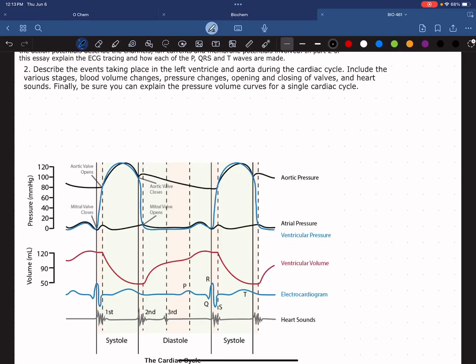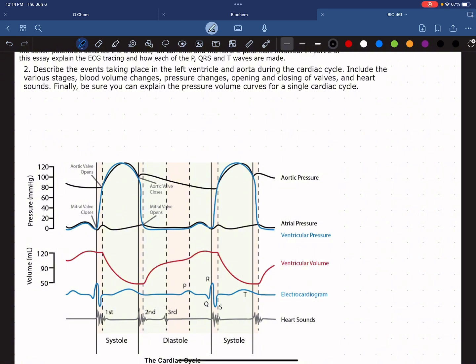Okay, so question number 2 asks us to describe the events taking place in the left ventricle and aorta during the cardiac cycle. The best thing to do is I've input this graph that represents a bunch of different things, and there's a lot of information on it. What I'm going to do is talk through each stage of the cardiac cycle and what happens in the left ventricle and the aorta, in terms of how their volume and pressure change.